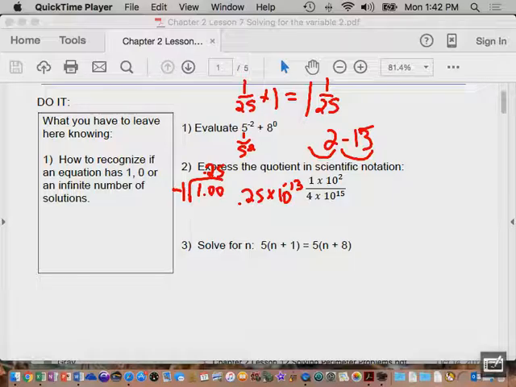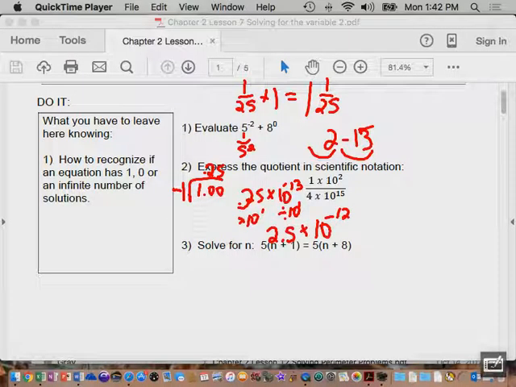Is that good? No. Why? Because it's below 1. Yeah, this is less than 1. It's got to be between 1 and 10. So I got to multiply by 10 here. Then I got to divide by 10 here. This becomes 2.5 times 10 to the negative 12. Okay? Any questions? No. All right.